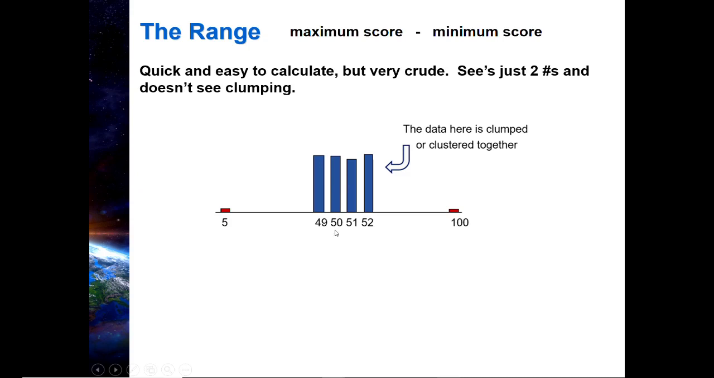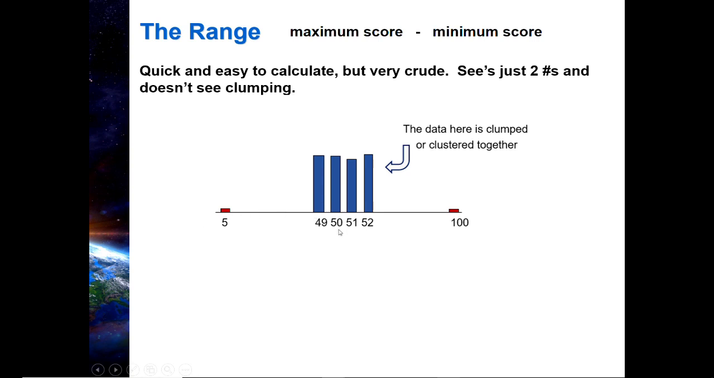Now, let's pretend that my brother comes along, takes the test, and he gets a score of 5. I had to put the bar high enough so you could see it, but in reality, that's just one person. So my brother comes along, gets a score of 5. What does this do to the data set? Well, it's going to increase dispersion, right? Because now we see that 5 is very different from these other numbers, and so the numbers are more dispersed.